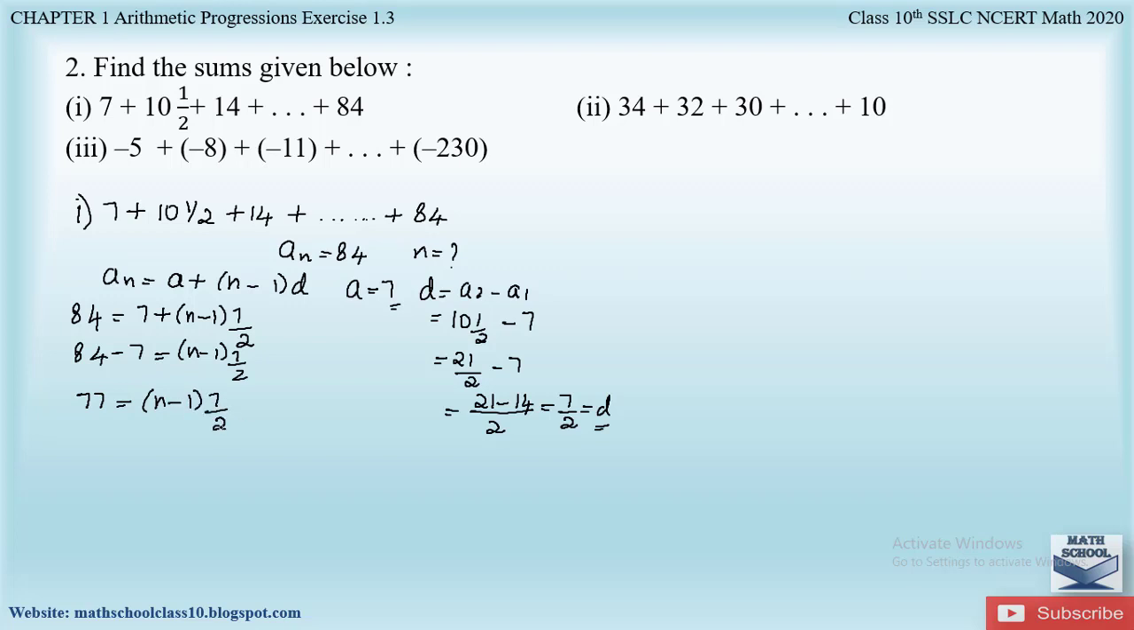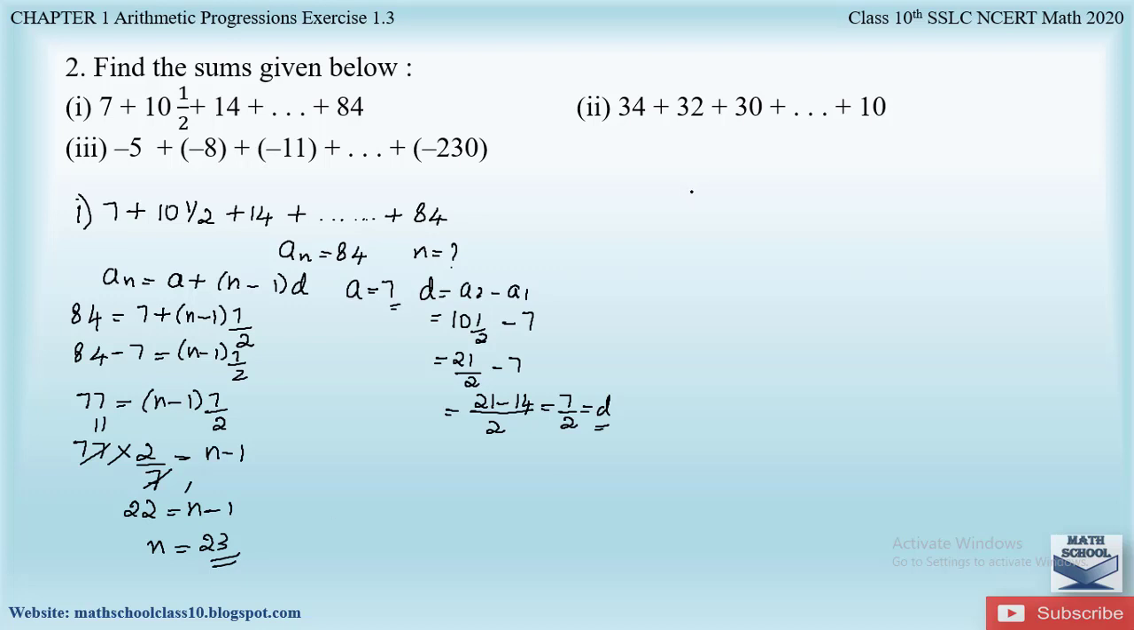Let us send this 7 by 2 to the left hand side. So this will become into 2 divided by 7. The denominator and numerator will reverse when it is sent to the left hand side, and it is equal to n minus 1. So 7 11 times is 77, so 11 into 2 is 22, equal to n minus 1. If we send this minus 1 to the left hand side, you will get 22 plus 1, so n is equal to 23. This 84 is the 23rd term, so we have to find the sum for the 23 terms.